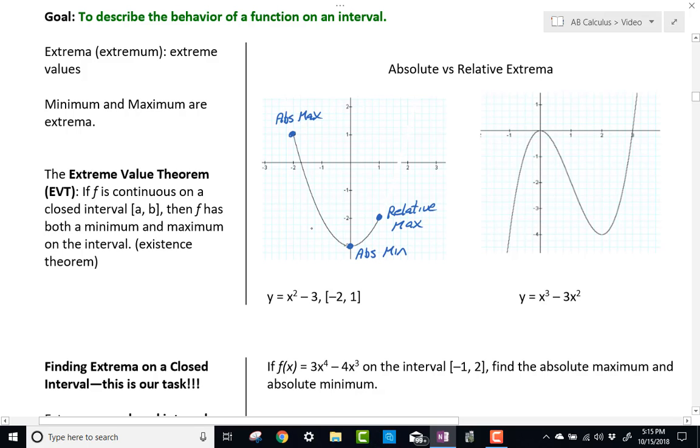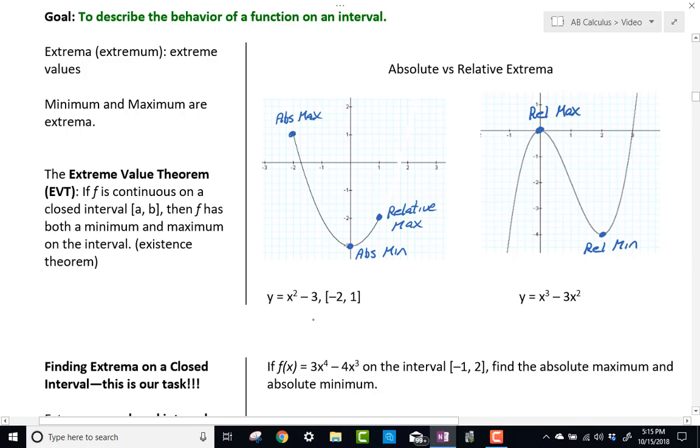Okay, so on that graph we have an absolute max and an absolute min. If you look at the next graph over here, the endpoints do not show closed like they do on the left side. So this point up at the top here would be a relative max. It wouldn't be the absolute because the right side keeps going. And this point down here would be the relative min.